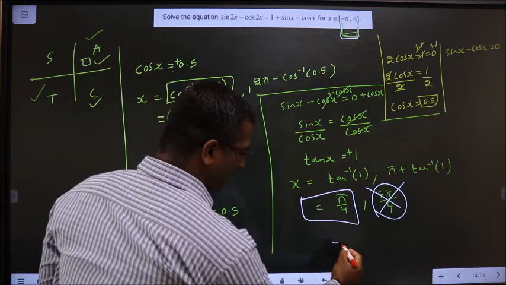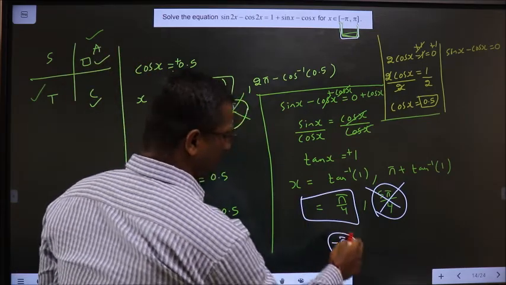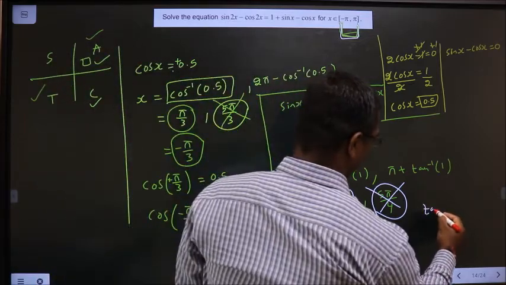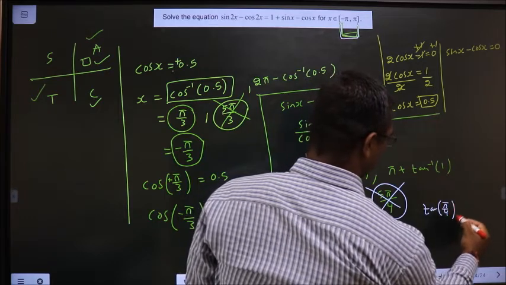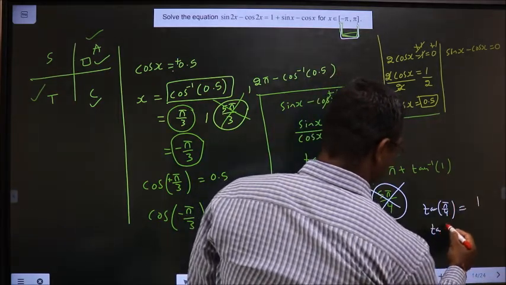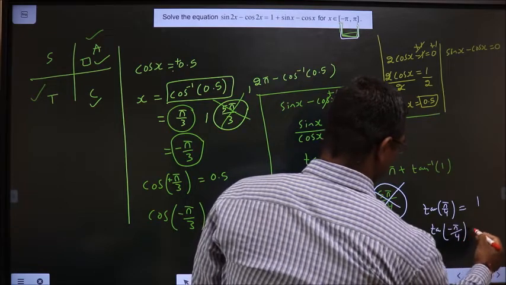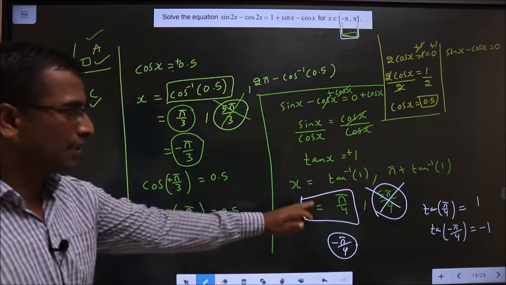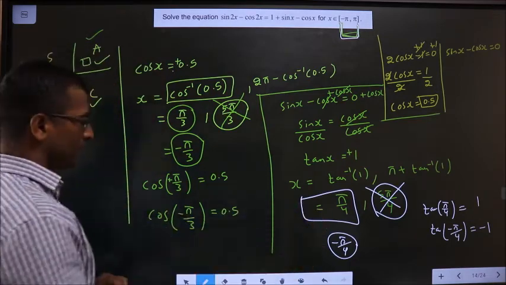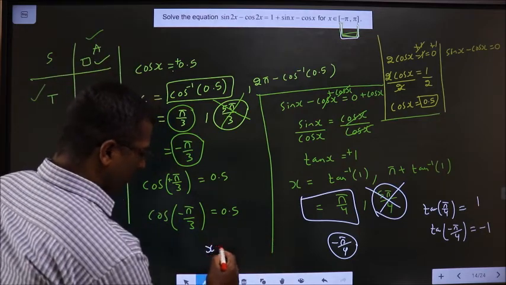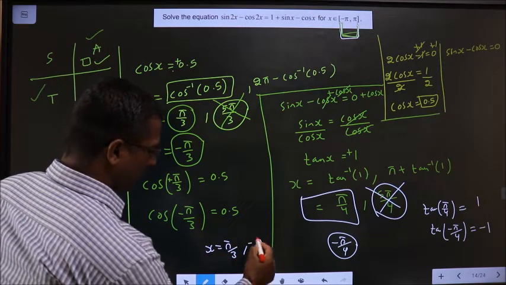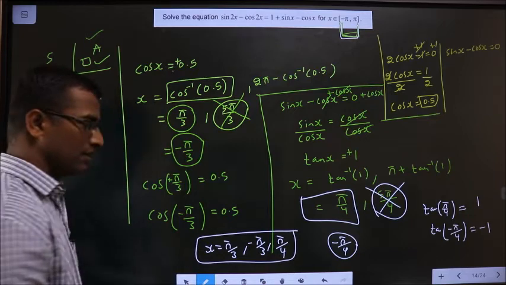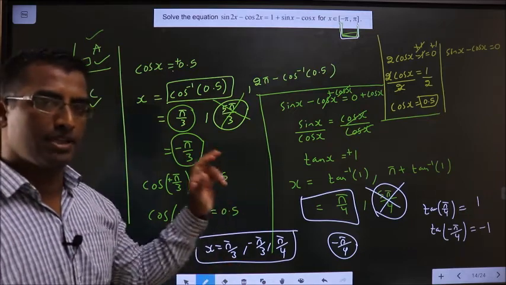Don't take here minus pi by 4, because that property is not true for tan. I'll say tan pi by 4 is 1, but tan of minus pi by 4 is minus 1. It's not 1 like cos. Clear? So here don't take minus pi by 4. So finally your x values are pi by 3, minus pi by 3 and pi by 4. Okay. Only these values for x in the interval satisfy the condition.